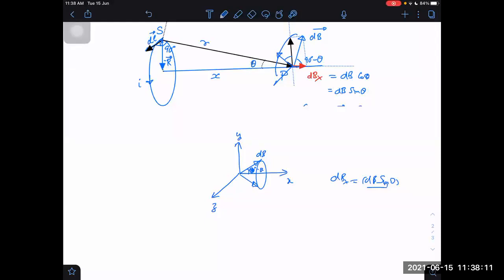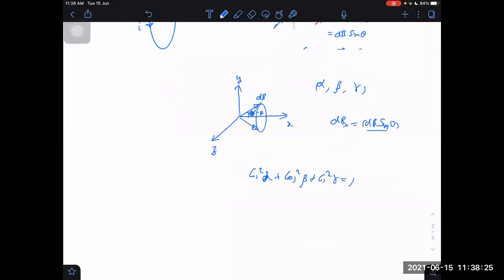In direction cosines, what do we take? Direction cosines of a vector are alpha, beta, gamma, and we say that cos square alpha plus cos square beta plus cos square gamma is equal to 1. There will be 3 direction cosines here. Out of those 3, one is fixed. Which is fixed? Cos alpha is fixed. That will always be, in this case, cos of 90 minus theta, which is sin theta. So sin square theta plus cos square beta plus cos square gamma is equal to 1. One is fixed, but the other 2 are not fixed.